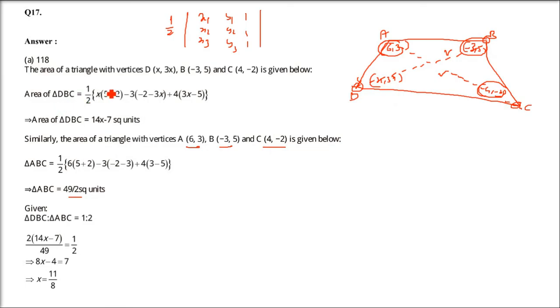For the ratio, first DBC, as I said, if you take x1, y1, x2, y2, x3, y3, you can take it in any order, it doesn't matter. So it will be 14x minus 7. The other one is the same thing. The ratio of the areas is given as 1:2. So (14x minus 7) by (49 by 2) equals 1 by 2.